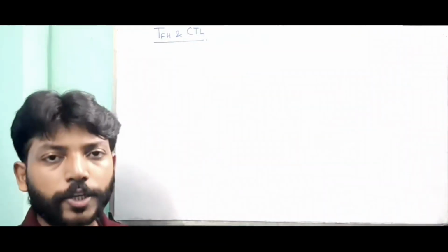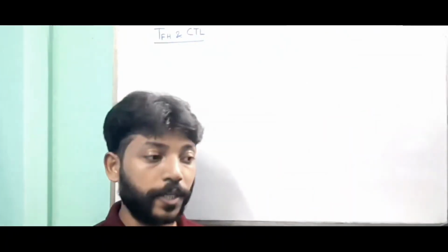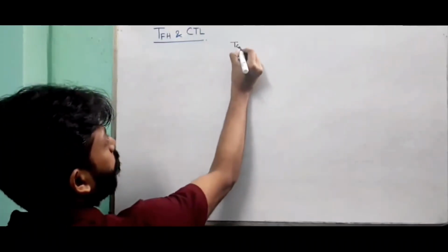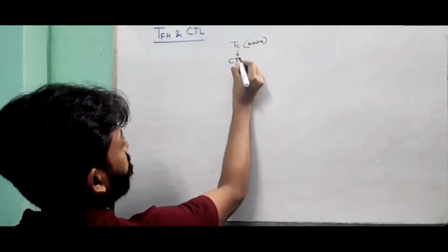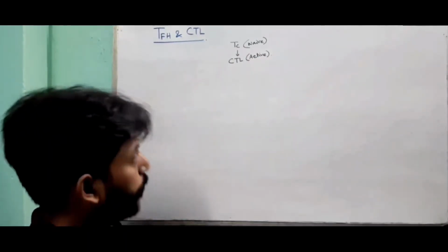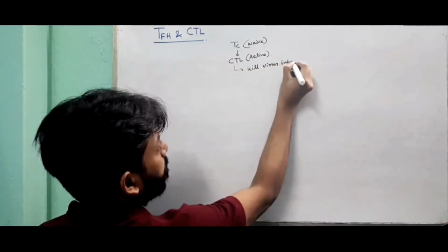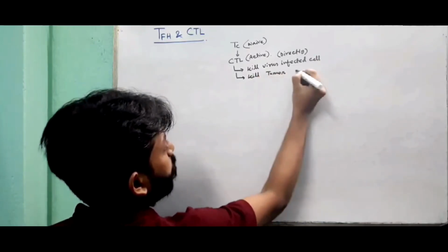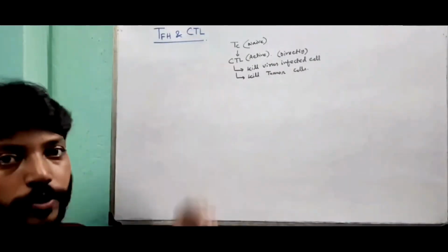As we all know, dendritic cells activate naive T cells. This could be T helper cells or cytotoxic T cells. When cytotoxic T cells get activated from their naive condition, they are called cytotoxic T lymphocytes, meaning activated cytotoxic T cells. The main functions of these cells are, first, to kill virus-infected cells directly, and second, to kill tumor cells directly. So these are the two functions performed by cytotoxic T lymphocytes.